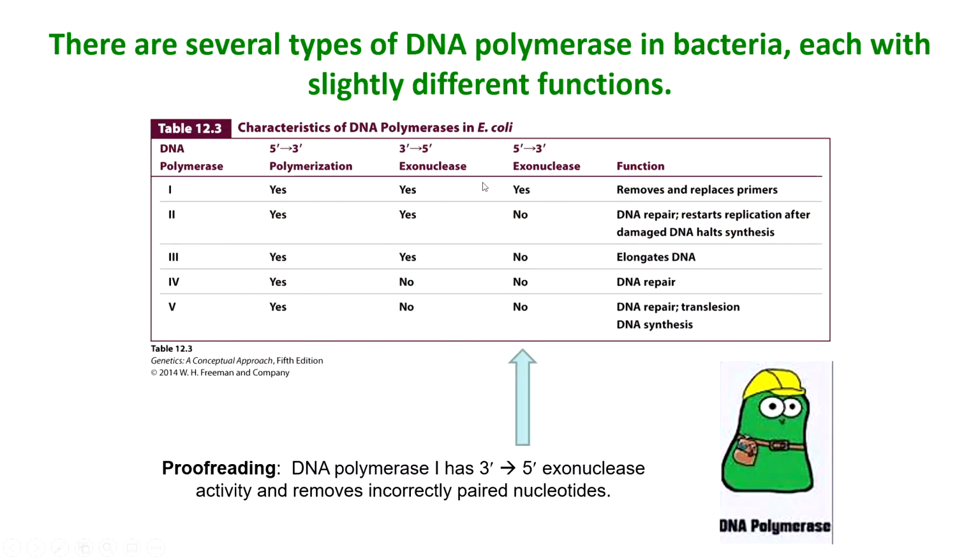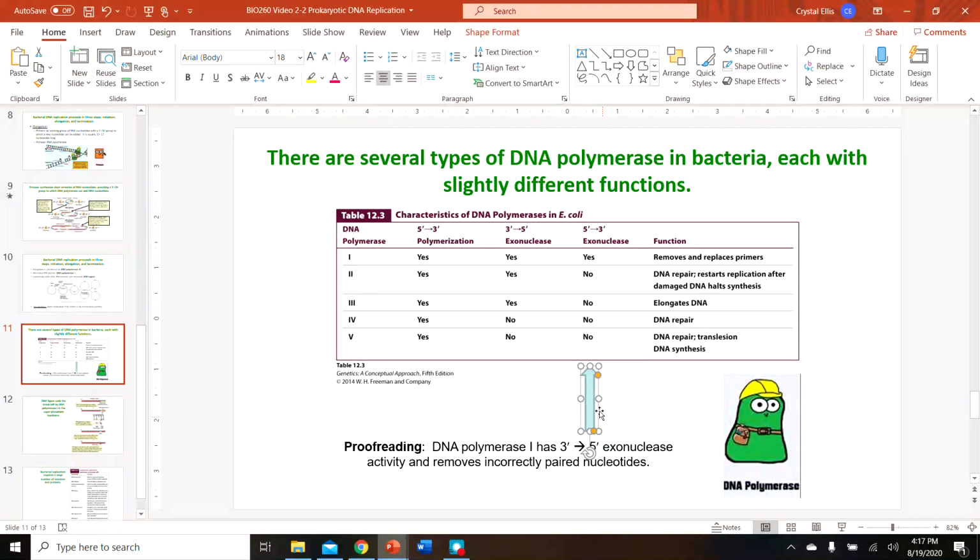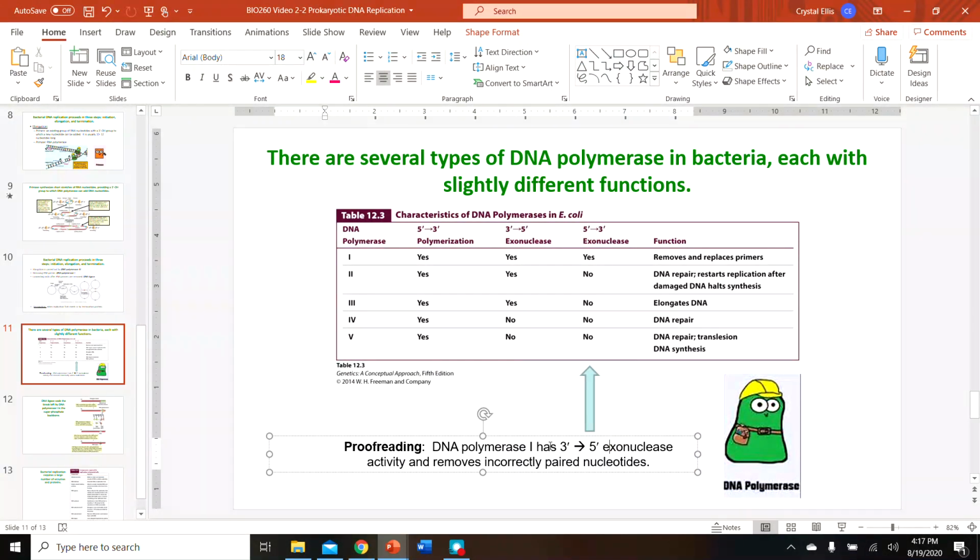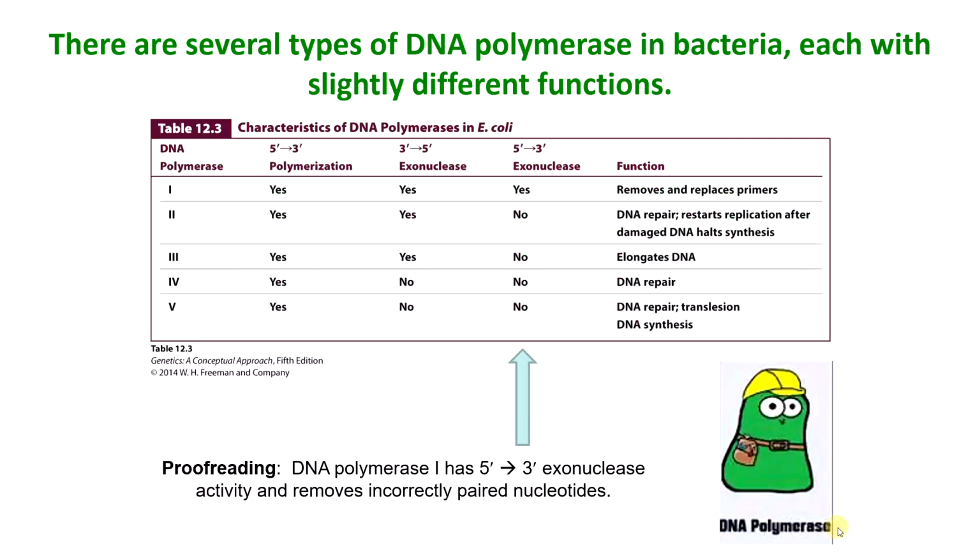Okay. Sorry about this error. I'm going to correct this now. Okay, sorry about that. And so DNA polymerase 1 has this other unique property that the others don't have, and this allows it to remove and replace primers.